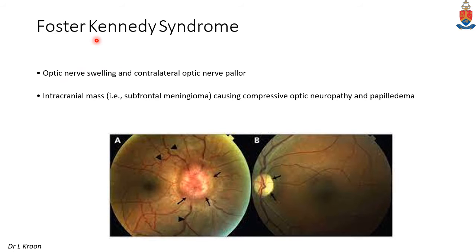So Foster-Kennedy syndrome refers to a fundus abnormality with optic nerve swelling on the one side and contralateral optic nerve pallor on the opposite. So why does this occur? Well, when there's a subfrontal mass which is compressing on one of the optic nerves, it is not allowing it to swell and then becoming atrophied. But this will result in an elevated intracranial pressure, where one will have then obviously papilledema in the opposite side.